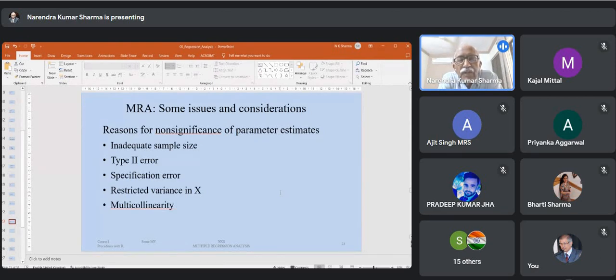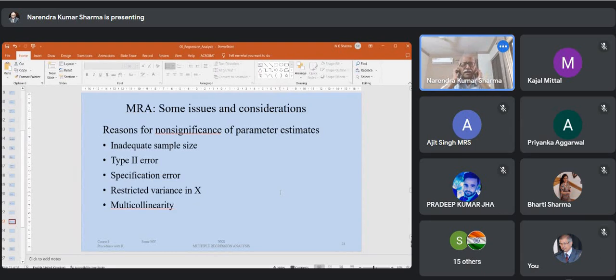If you are looking at, say, earnings, and you have children or university students also in your sample, then for them the earning will not be available. Earning will be available only for people beyond a certain age group, because they start working at a certain age. So there is a censored measurement or restricted variance in R because of various reasons.